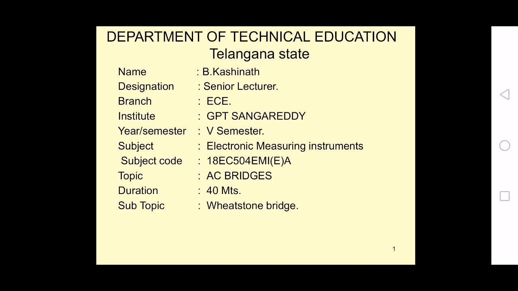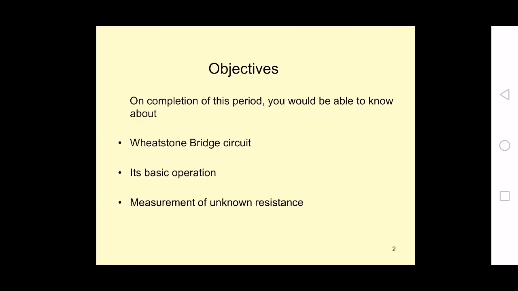So we will see what the Wheatstone bridge is. On completion of this period, you will be able to know about Wheatstone bridge circuits, their basic operation, measurement of unknown resistance, and we will finally have the Thevenin's equivalent of the Wheatstone bridge circuit.